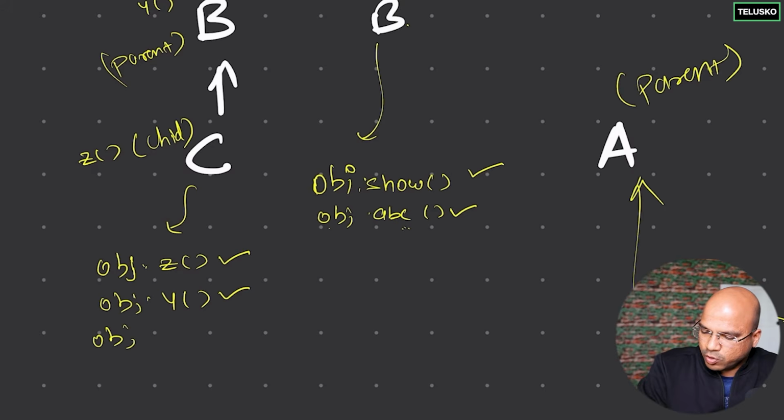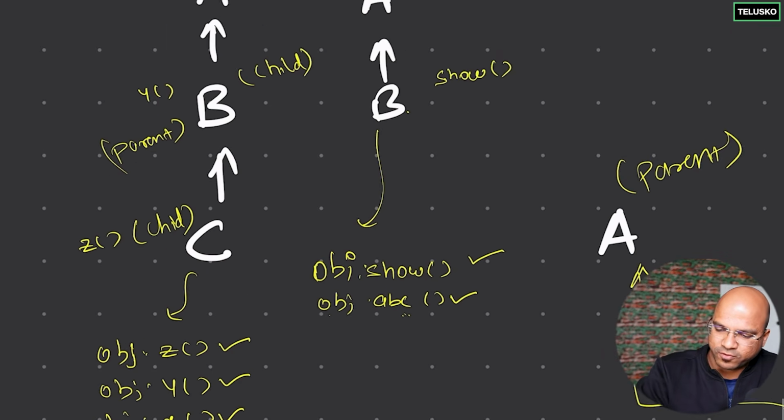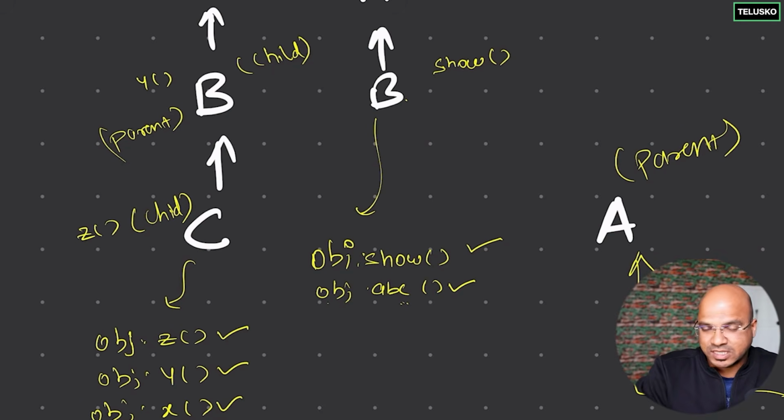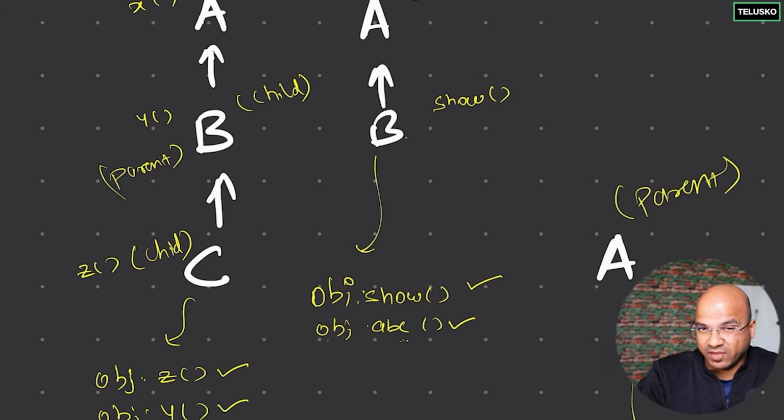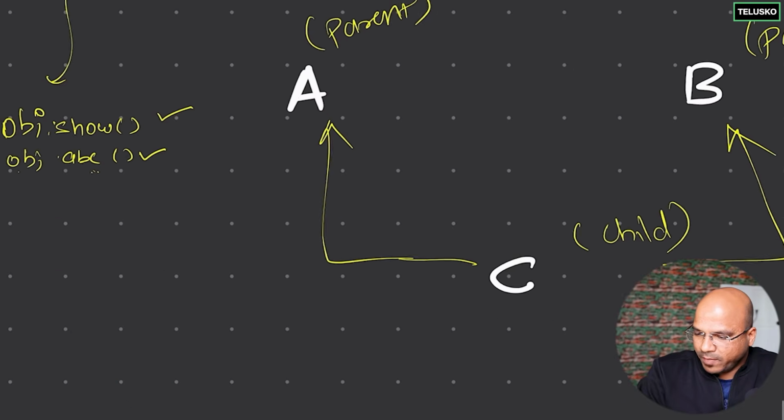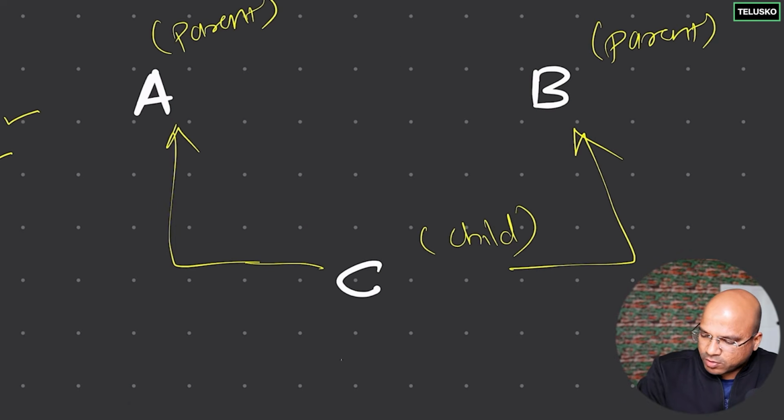Now when you say obj.x, it will also work because it will call from A. So first it will search in C. In C we don't have X. It will go to B. In B also we don't have X. It will go to A. Yes, in A we have X. Okay, it works.